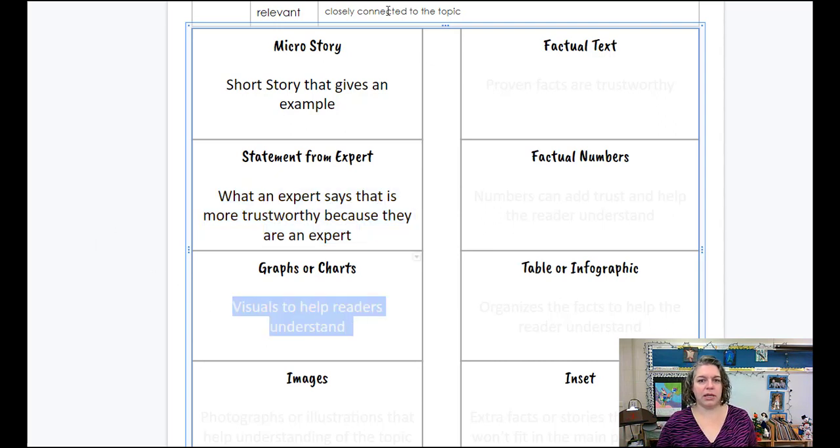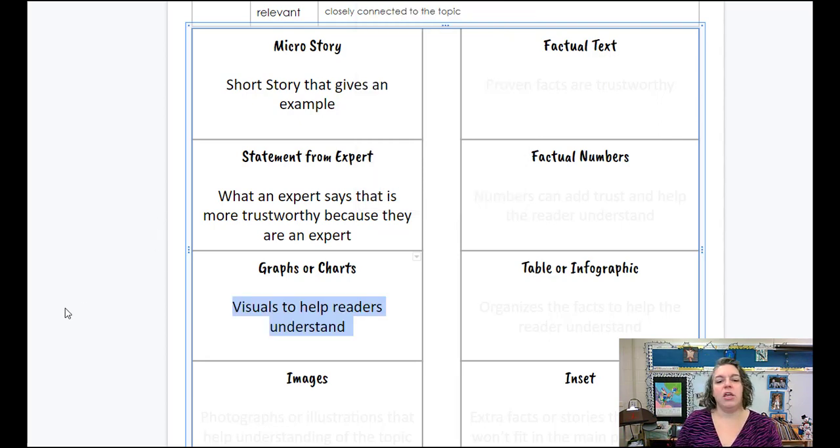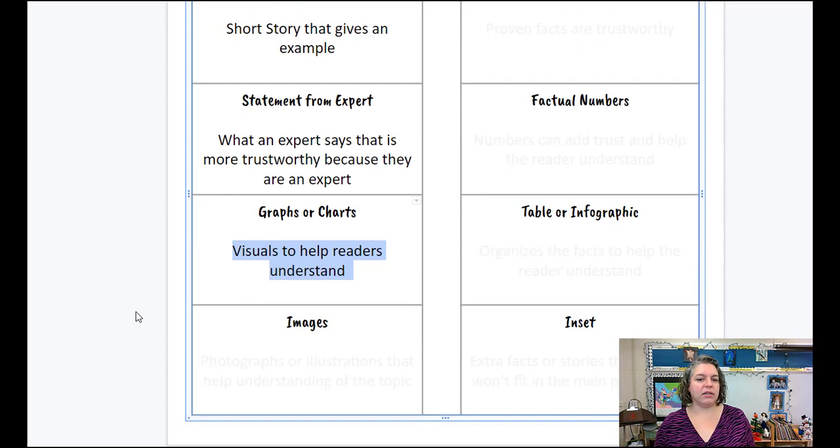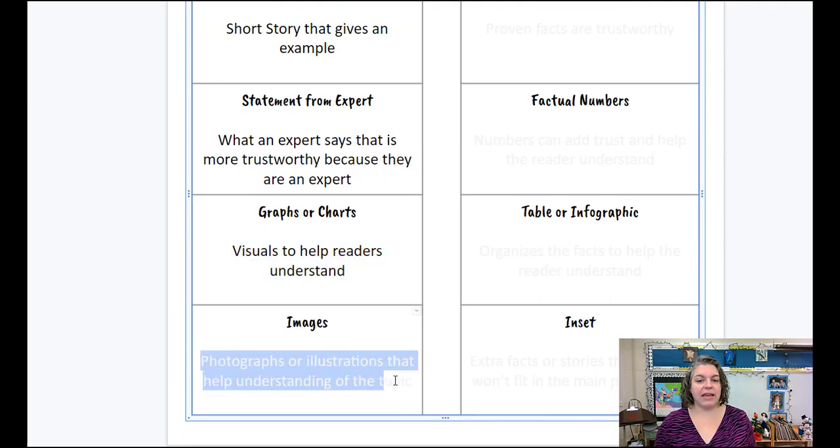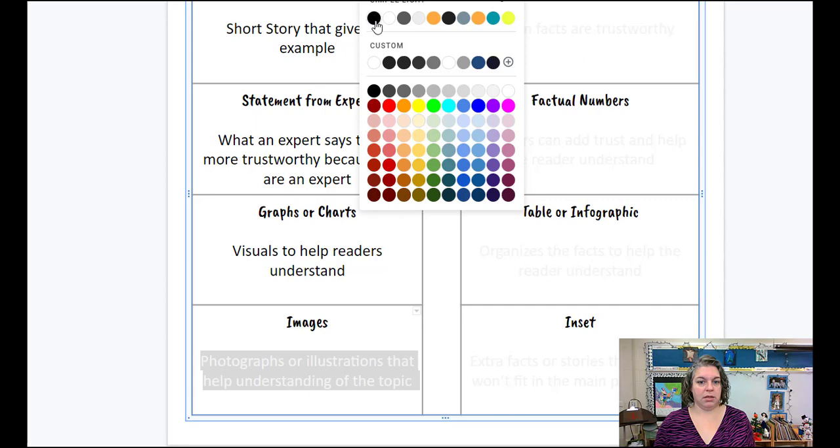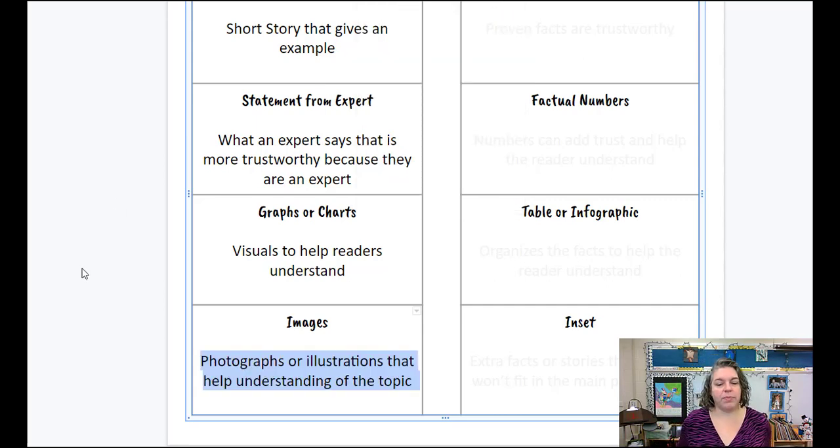Graphs or charts is another thing that people do to help convince someone about their opinion. Using visuals helps the readers understand. So sometimes just having the words, it's not clear in your head, but when you can see it, it makes it more clear. More clear is more successful. And then along with that, images. Photographs or illustrations that help the understanding of the topic. When we're reading informational text, we might be reading about something we're not very familiar with, and pictures help us be able to see it and understand it in a different way.